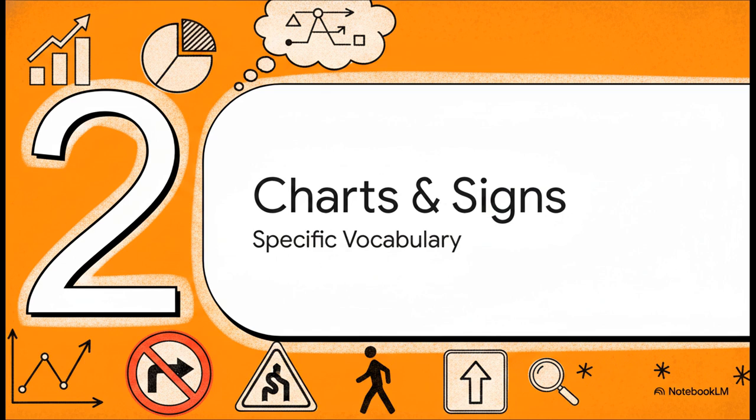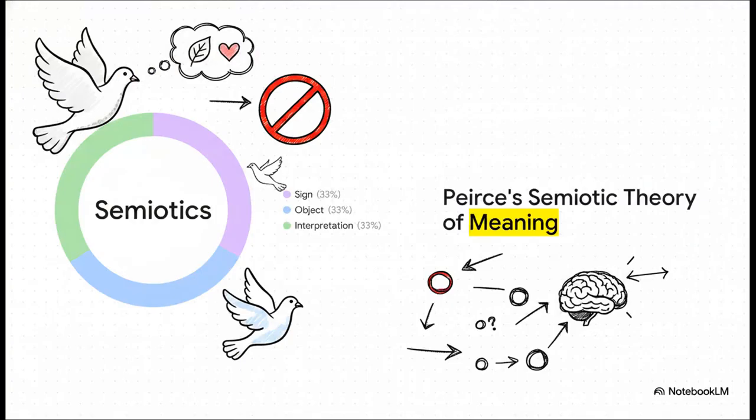Section 2. Charts, symbols, and signs. Moving into the specific vocabulary of visuals. Just as you learn vocabulary words to speak a new language, you need a specific vocabulary to grasp how we visually represent complex data, abstract ideas, and societal rules.